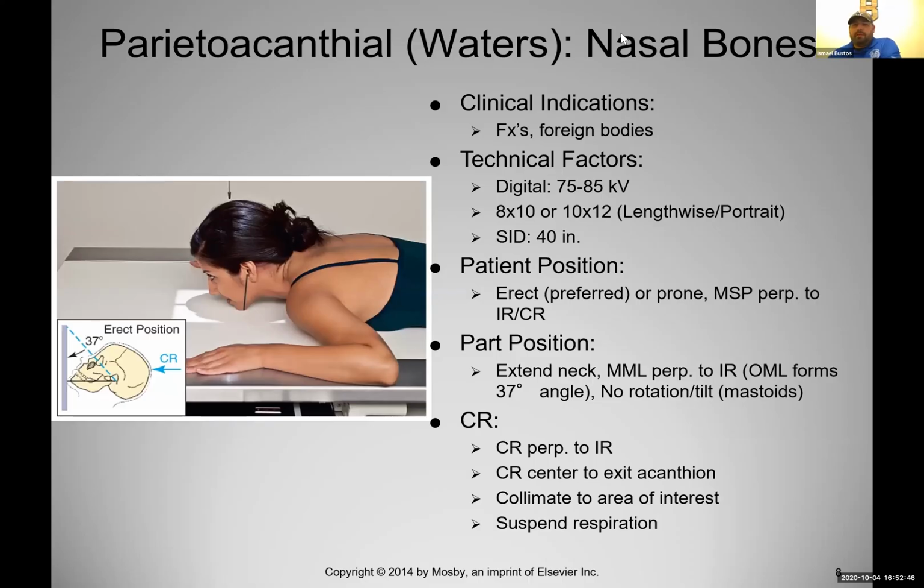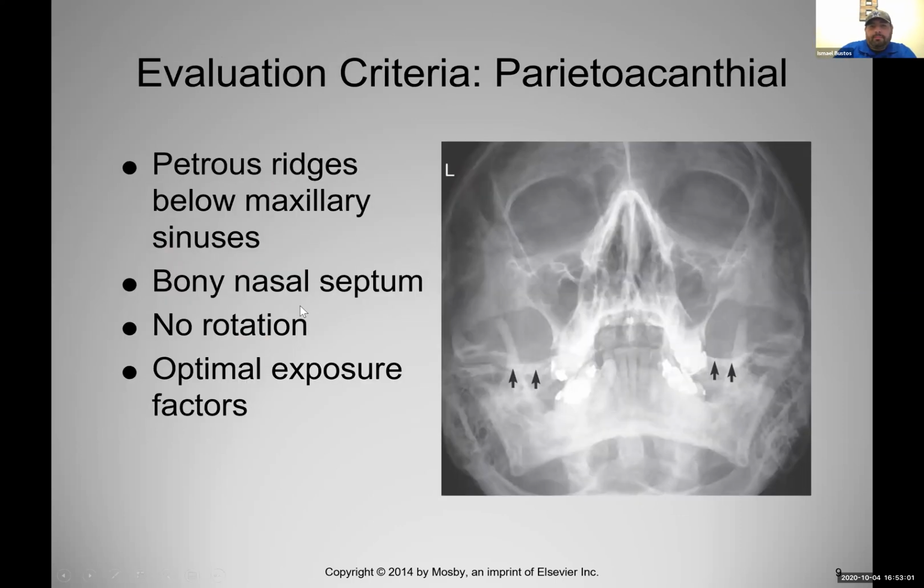All right. Now, when you do that, what's going to happen is you're going to form a 37-degree angle between the OML and the table. Okay, so what that means is if I was to draw a line from here, whoops, sorry, let me go back.